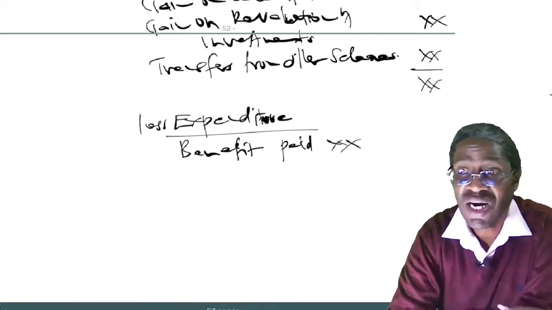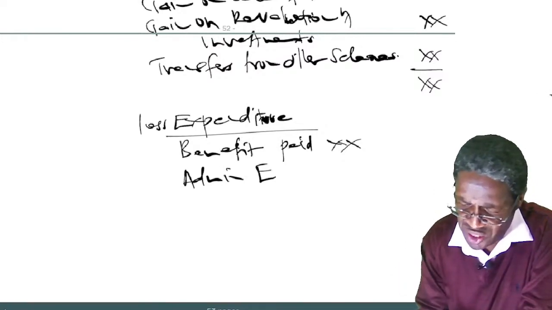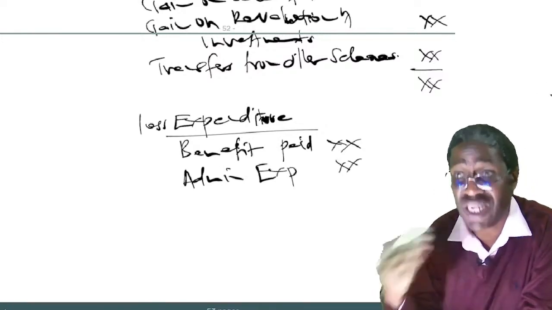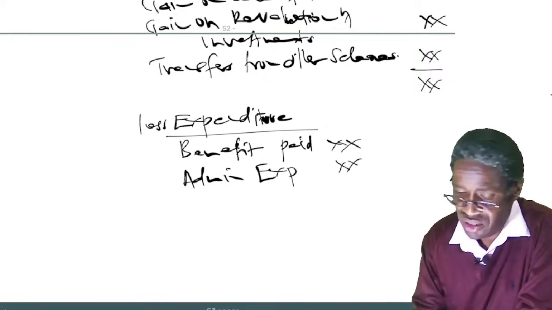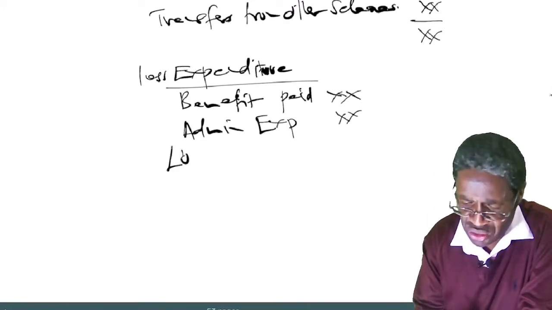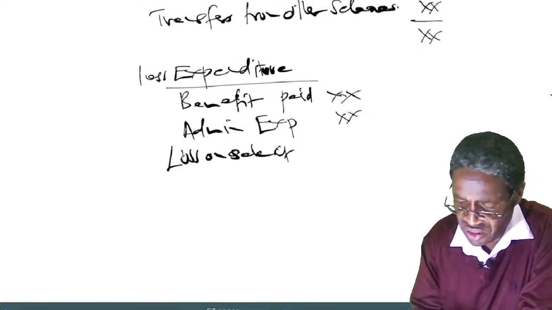Good. Another expenditure of the funding agent could be the normal admin expenses. They are also spending on electricity, water, telephone, salaries, and so on. Normal admin expenses. Next. Another expenditure could be loss on sale of investments.